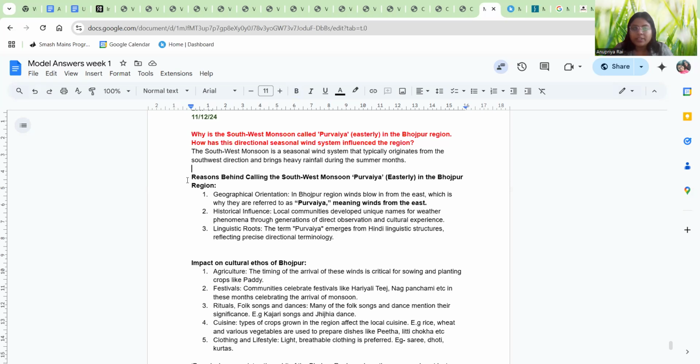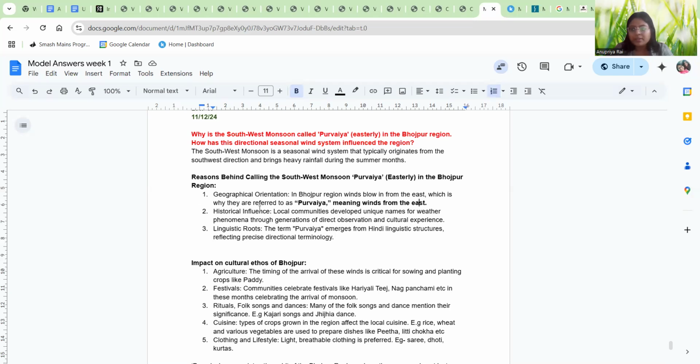After that, what are the reasons behind calling the Southwest Monsoon Purvaiya? One is directional, the geographical orientation, because it comes from the east. Where does West Bengal lie? In the east. From the Bay of Bengal to Bihar, from which direction is it coming? From the east. So it is easterly, which is Purvaiya. So it will be the directional reason.